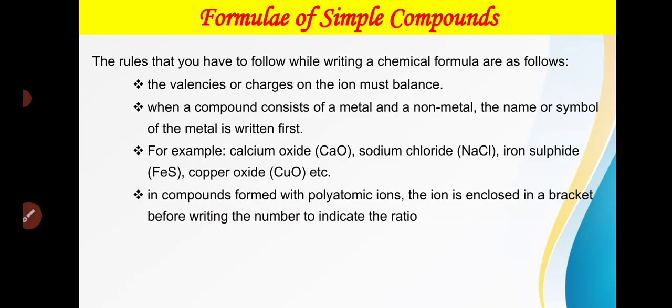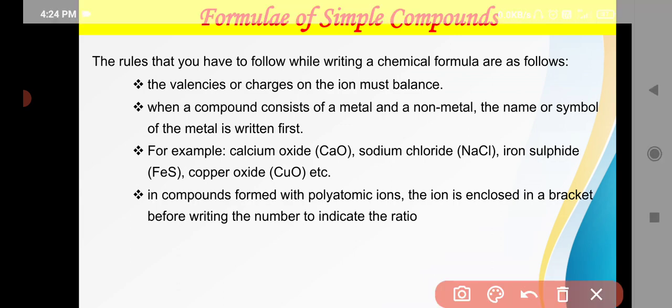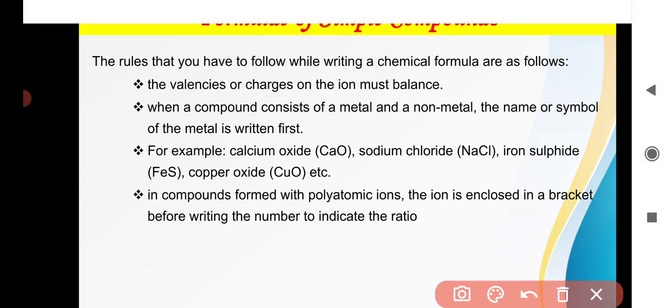How to write simple formulae for simple compounds. There are certain general rules for writing compound formulae, which state that the valency or charge of the ions must be balanced. What do you mean by balanced? If you take one positive, there should be one negative. Then only it will be balanced, giving a neutral charge, correct? So the valency or the charges should be balanced.